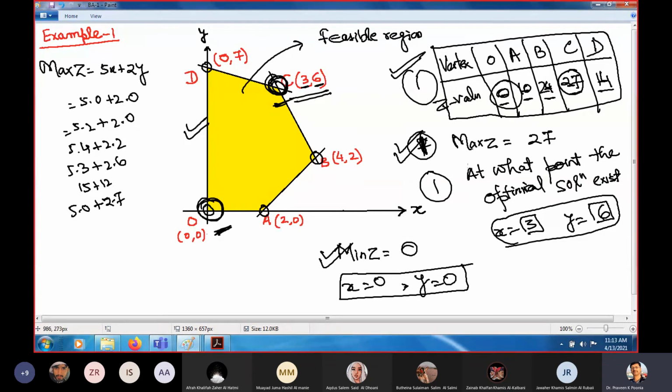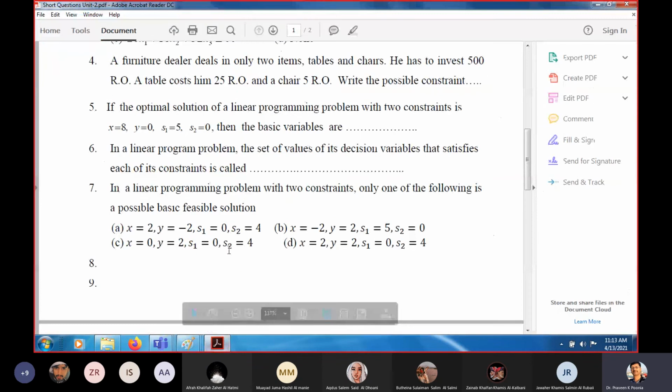Graph is given. What is the maximum value? What is the minimum value? This is one question. Another question I told you: in the optimal solution, what are the basic variables? Basic variable means non-zero. Because he is asking basic, basic means non-zero. X and S1 are the basic variables. Non-basic are 0. Y and S2 are the non-basic variables.